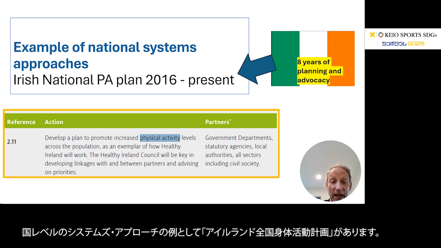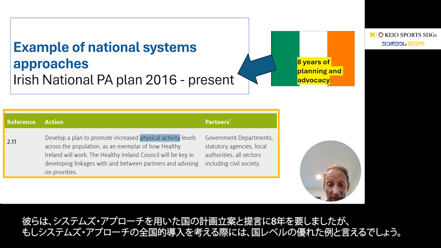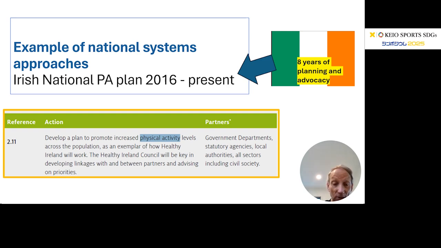An example of a national systems approach is the Irish National Physical Activity Plan. In Ireland, it took 8 years of planning and advocacy to develop a national plan that used a systems approach, but is an excellent example of one at the national level if you're thinking about national use of systems approaches.